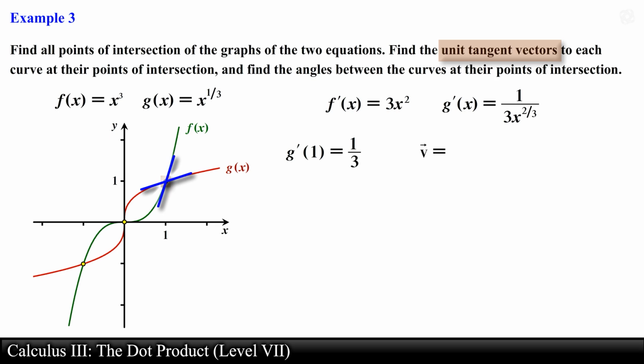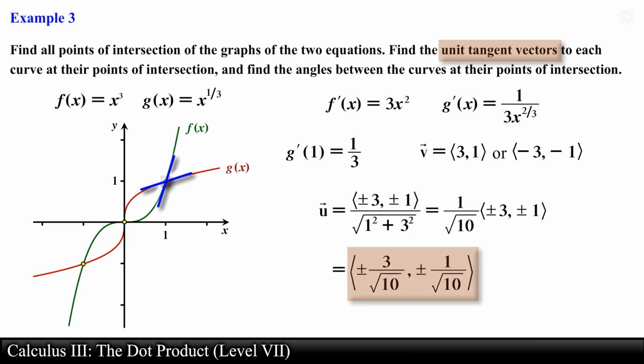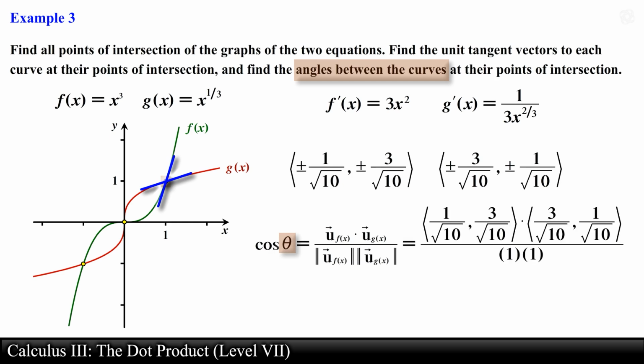So a vector that points in the same direction as this slope would be the vector (3, 1) or (-3, -1). Then we go ahead and normalize the vector by dividing each component by the magnitude of the vector. Doing that, we obtain the following unit vectors. Finally, we use the geometric definition of the dot product to find the angle between the vectors.